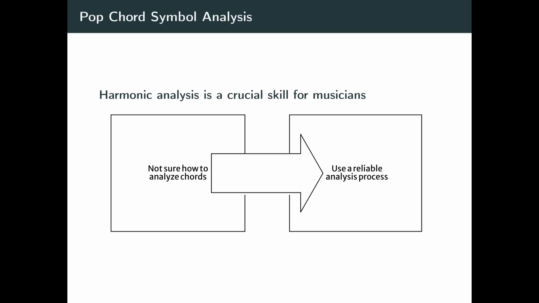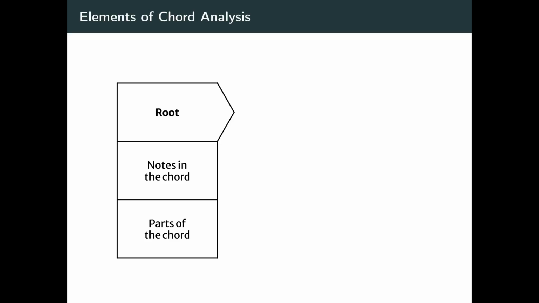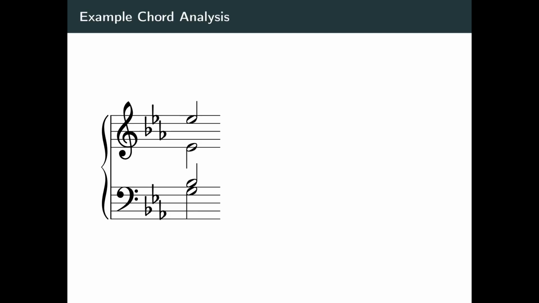We'll be working on how to use pop chord symbols, also known as lead sheet chord symbols. The first piece of information that you need to give when you're analyzing a chord is the chord's root. How do you do that? See what notes are in the chord and then identify the part of the chord for each. So what notes are in this chord? Going from bottom to top, we have a G, a B flat, and 2 E flats.